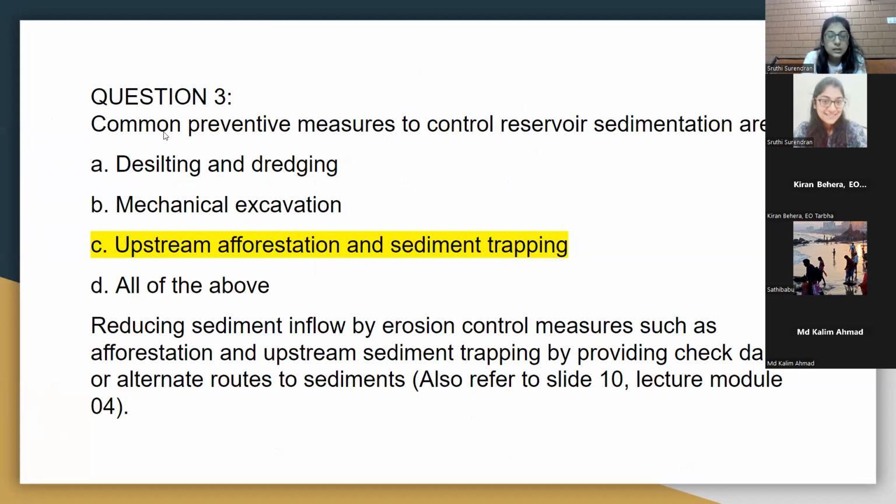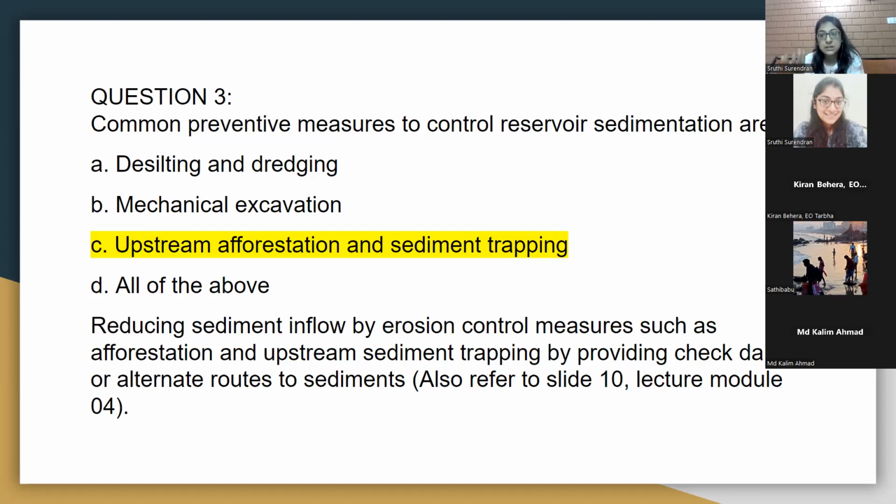So here, in all the options over here, you can see desilting and dredging and mechanical excavations are two remedial measures that could be taken if the sedimentation has already occurred in the reservoir, in order to remove the sediments from the bottom of the reservoir. Two methods that can be executed are desilting and dredging and mechanical excavation.